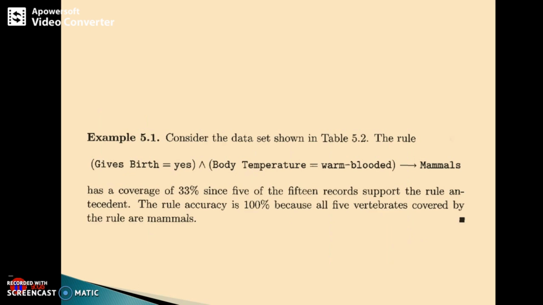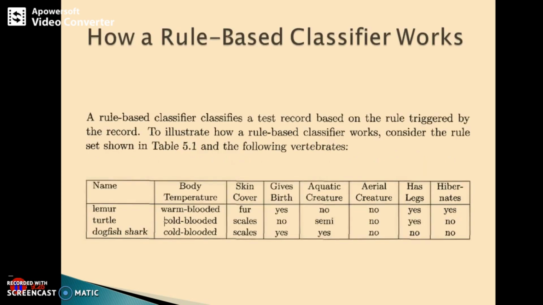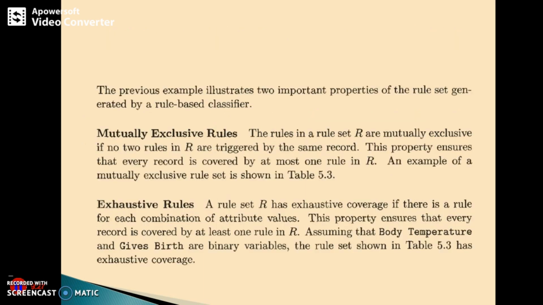Here we have taken the same example. Gives birth is equal to yes, and body temperature is equal to warm-blooded. If both are true, then it is a mammal. So this is one of the rules. We'll see the coverage factor. Coverage here is 33% and accuracy is 100%. So how do we calculate the coverage and accuracy? For coverage, I'll just show you.